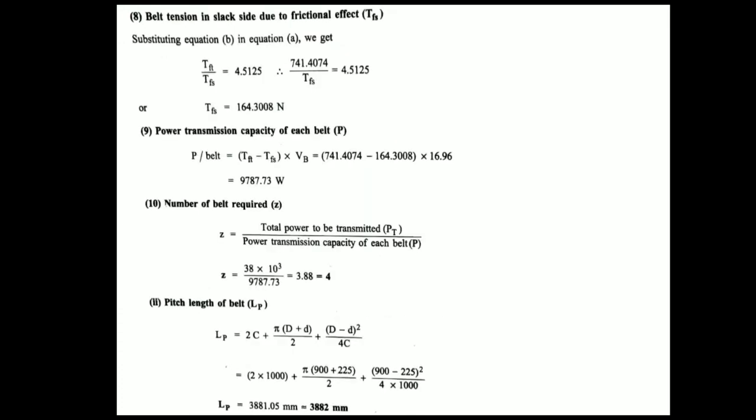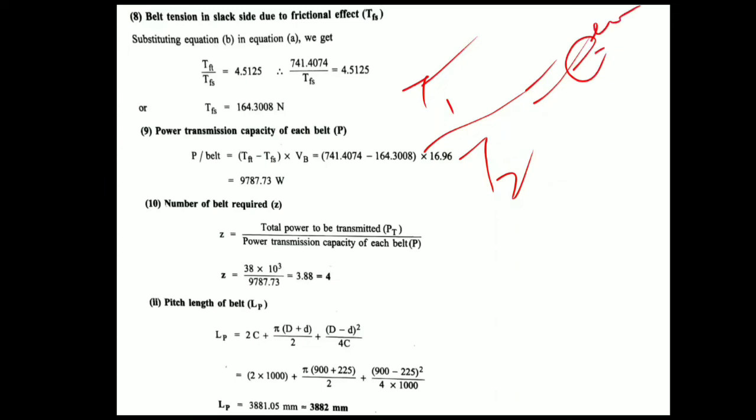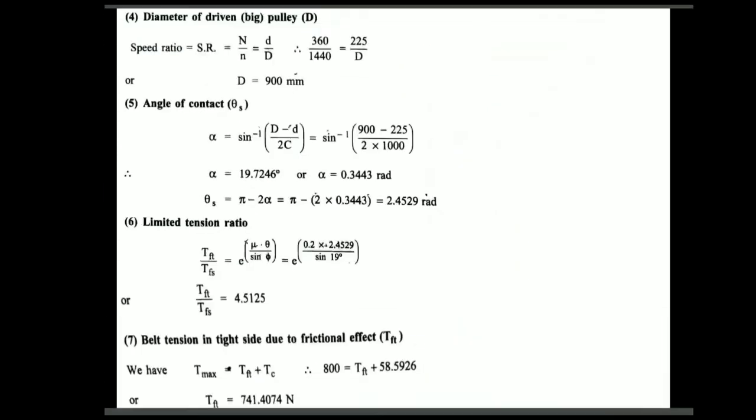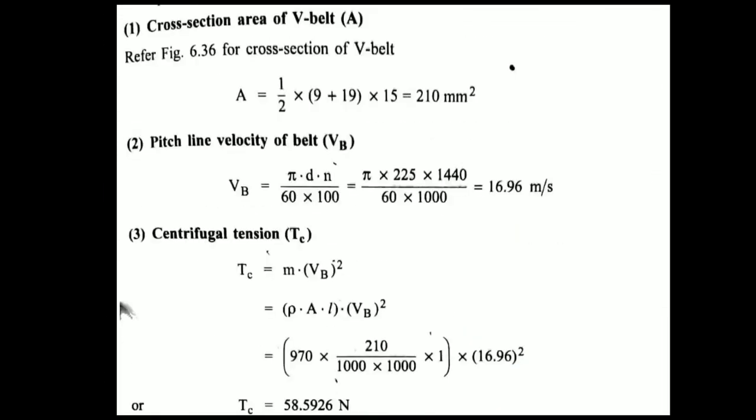So by this way we have solved the numerical related to V belt drive. The difference is only the equation in T1 by T2, instead of e raised to mu theta, divided by sin phi, and in case of the centrifugal tension we need to take this as rho AL. Clear? Because area we have calculated here.